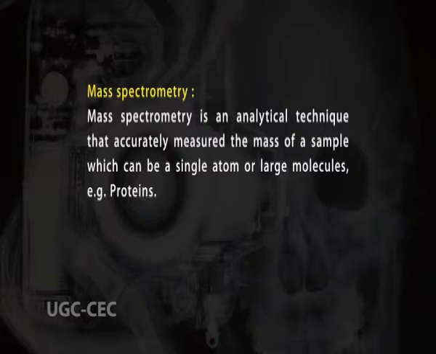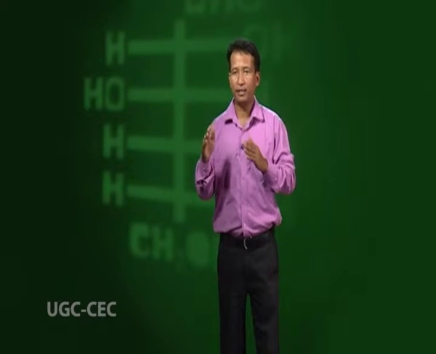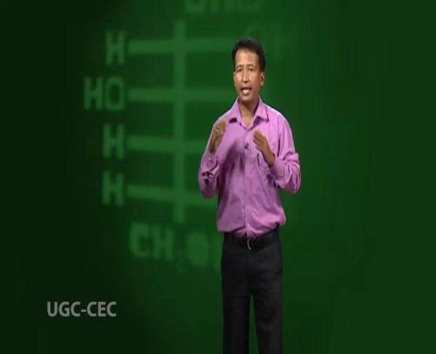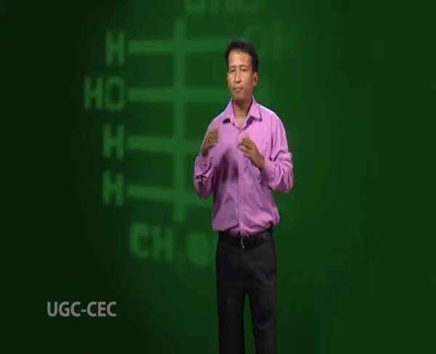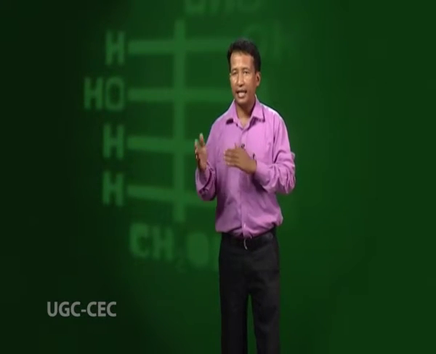Mass spectrometry. Mass spectrometry is an analytical technique that accurately measures the mass of a sample, which can be a single atom or a large molecule, for example a protein. In this technique, samples are first ionized in the gas phase by different methods and electrostatically directed into a mass analyzer based on their mass to charge ratio and finally detected.